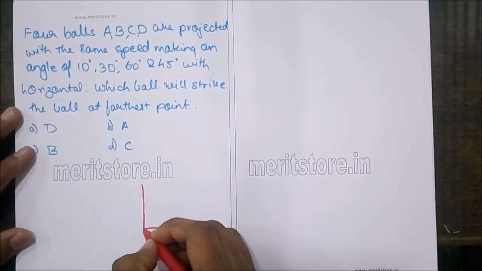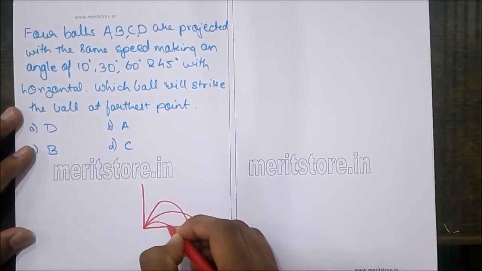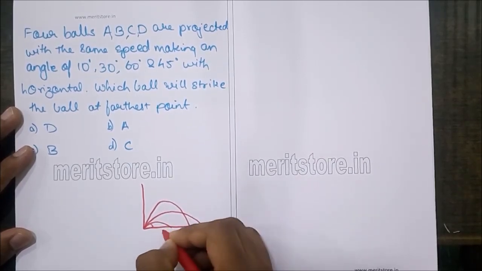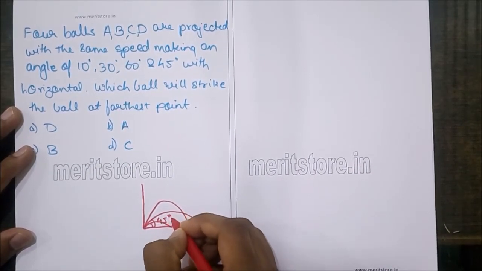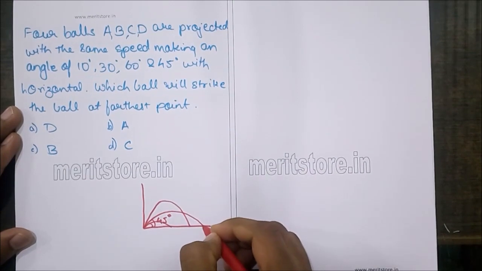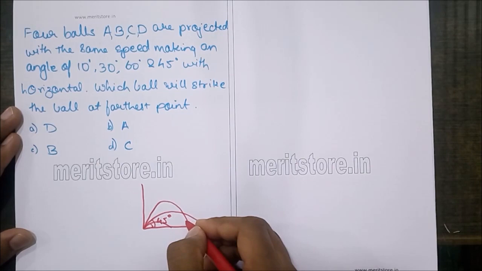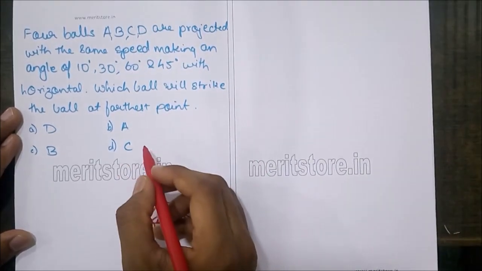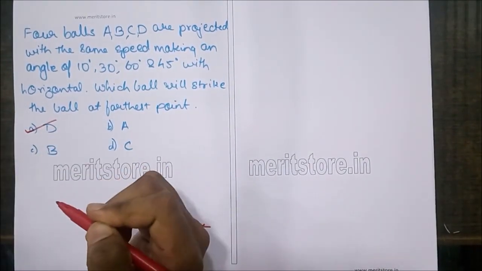For an object which is projected with the same velocity but at different angles, the maximum range is reached when the angle of projection is 45 degrees. So in order that the farthest point is reached, the ball should be projected at an angle of 45 degrees, and 45 degrees is the angle of projection for ball D. Hence, option A is the correct answer.